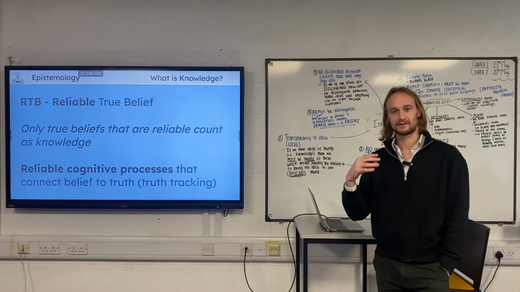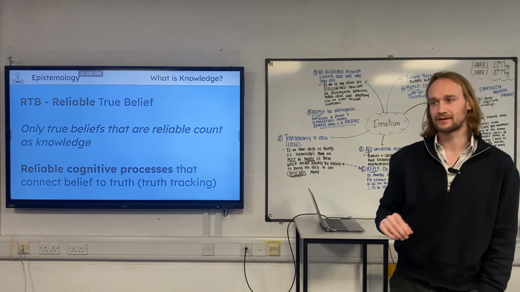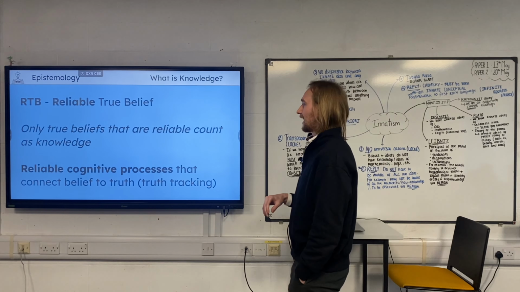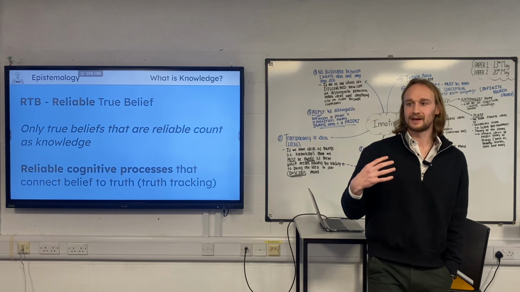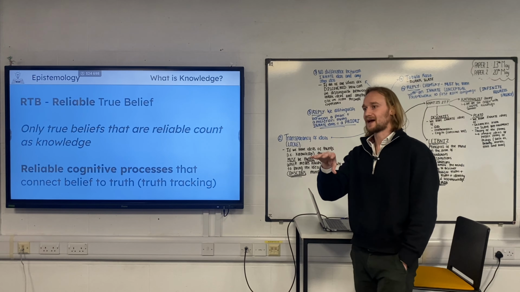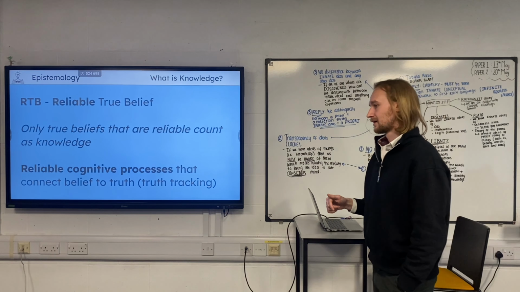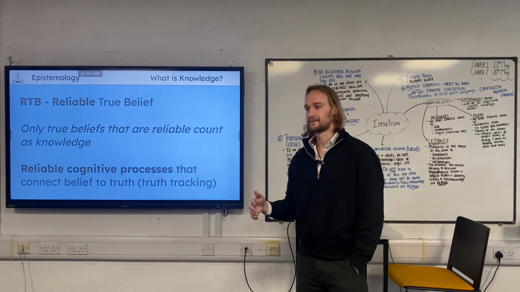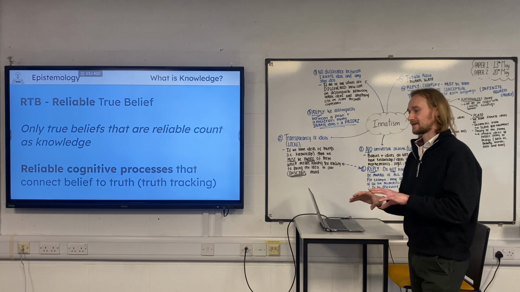So he probably hasn't examined it enough. And because of that, the belief that he had that there's a sheep in the field hasn't actually been connected to the truth of the matter, because the truth of the matter was that there is a sheep in the field, but it's beyond the hill, the one that he hasn't seen. So that's the solution here. The truth tracking wasn't made in that case.